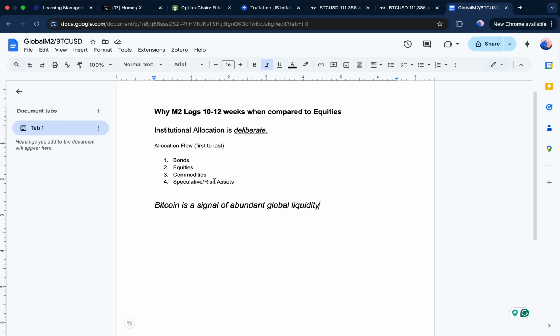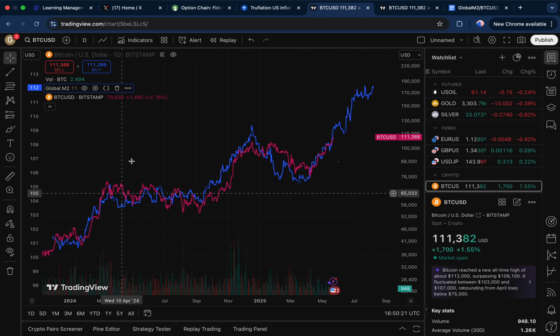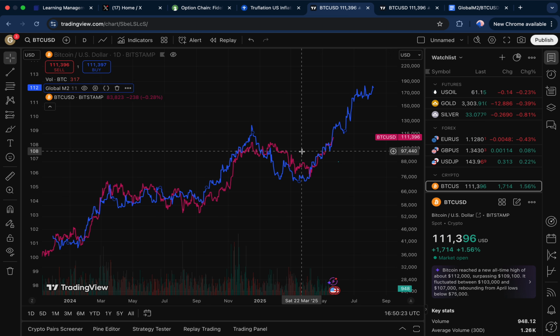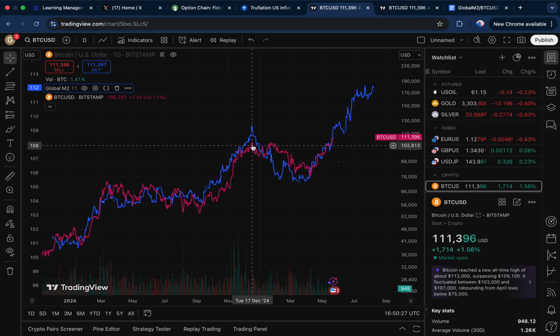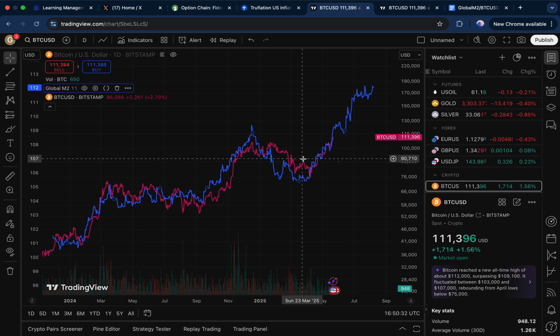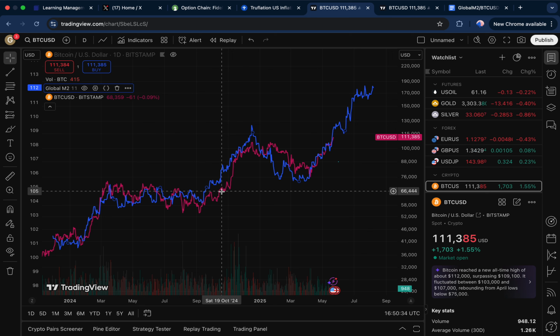That's why my theory is Bitcoin is a signal of abundant global liquidity, and that's why we're seeing this perfect correlation. You can look, I got it right here. Even the shapes are so similar. Like right here, and you can go and look at the time. I believe this was election day. This is when things started rocketing.